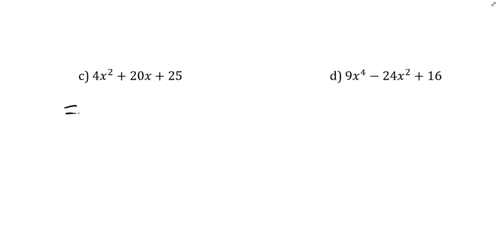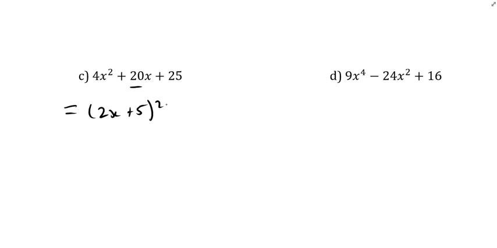But how would you even think that this might be a perfect square trinomial? Well, 4x squared is all perfect squares. 25 is a perfect square. Once I see all those perfect squares, I would ask myself, wait a minute, what's the square root of 4? 2. What's the square root of 25? 5. What's 2 times 5 times 2? 20. Perfect square. So 2x plus 5 all squared.